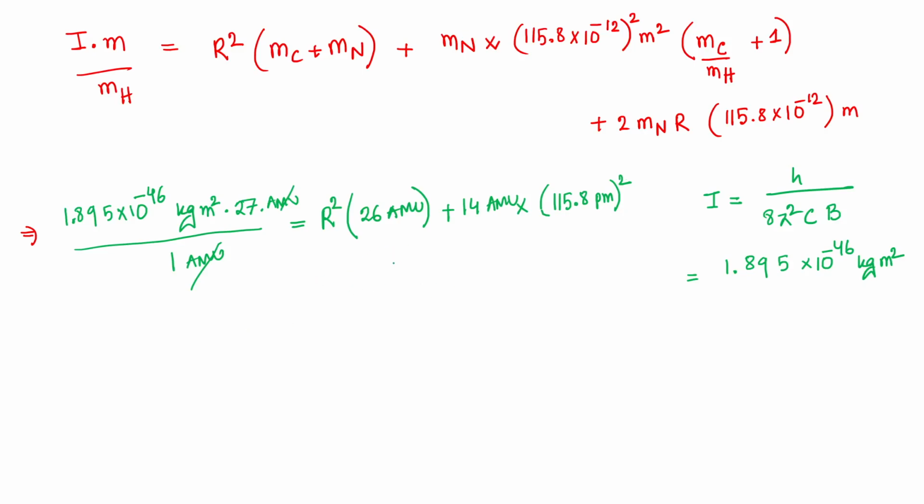And we have another expression here, MC by MH, that is again 12 by 1 plus 1, that is 13, AMU is cut. Then 2 into Mn is again 14 AMU. R we don't know, and we have 115.8 picometers. We need to get it clear. It is somewhat cluttered.